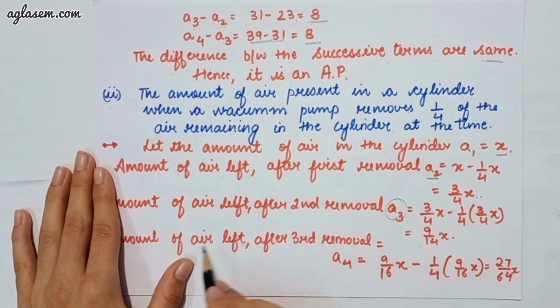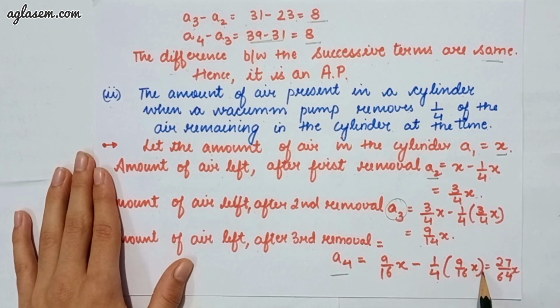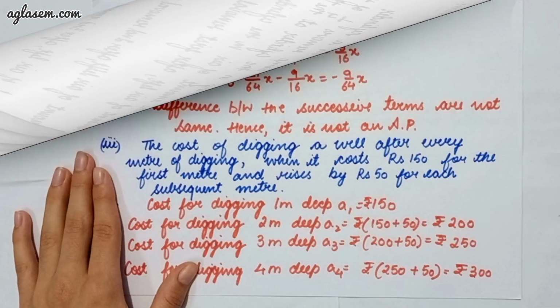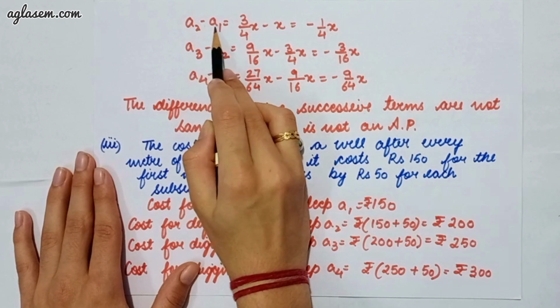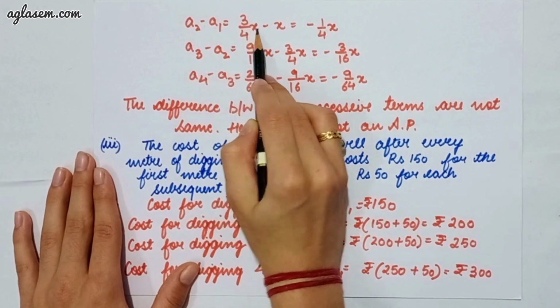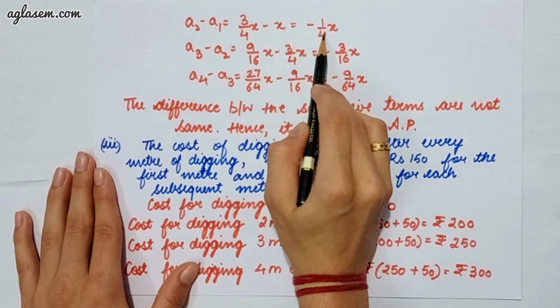Now the amount of air left after the second removal, which is A3, will give you 9/16 x. And the amount of air left after the third removal, that is A4, is equal to 9/16 x minus 1/4 into 9/16 x, that will give you 27/64 x. Now A2 minus A1 is equal to 3/4 x minus x, which is minus 1/4 x.